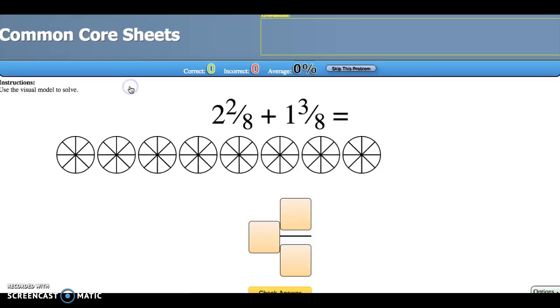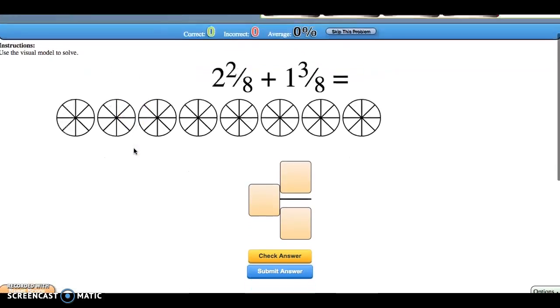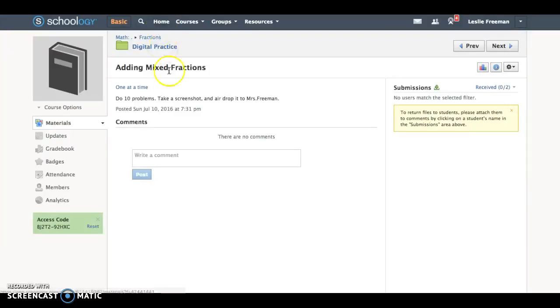These one at a time activities are from commoncoresheets.com, and my idea was for them to do 10 and then take a screenshot and airdrop that to me so that I can see their work and go ahead and give them a score for it. I can also send this to their Seesaw account so that it can be something for them to hold on to without actually having to hold on to a piece of paper. So I kind of like that aspect.